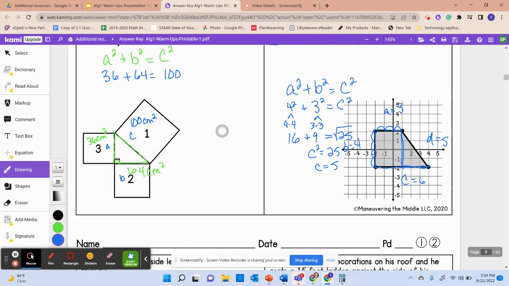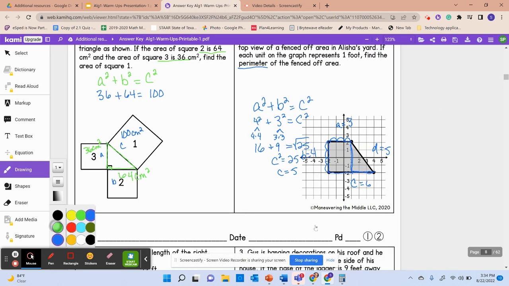Now, to find the perimeter, you have to just add up all the sides from the original. 4 plus 3 is 7, plus 5 is 12, plus 6 is 18. So it is 18 feet.